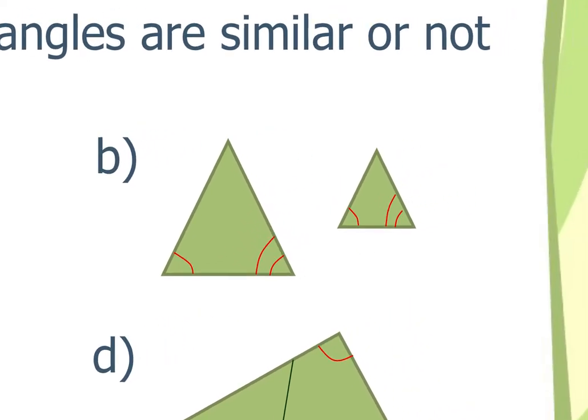Are these similar? Yes, this is just the picture perfect definition of the AA similarity theorem. So you can write AA similarity theorem and put yes. Okay? These are definitely similar. That's just picture perfect AA similarity theorem. We have two angles that match up, two angles that are congruent.